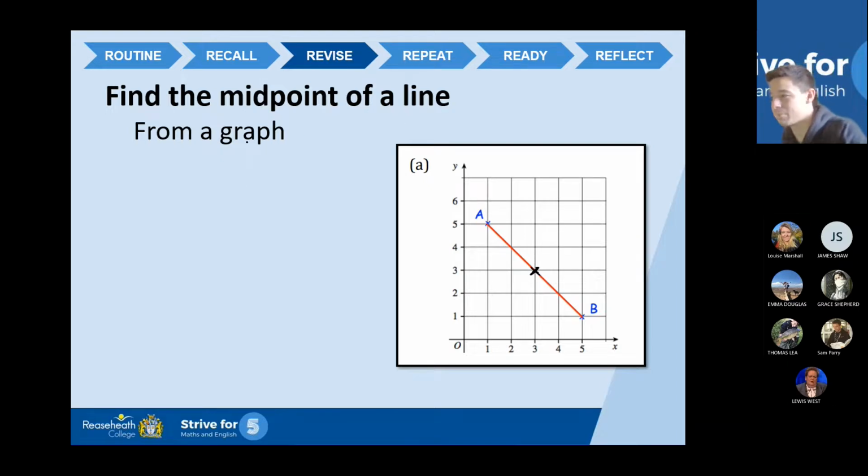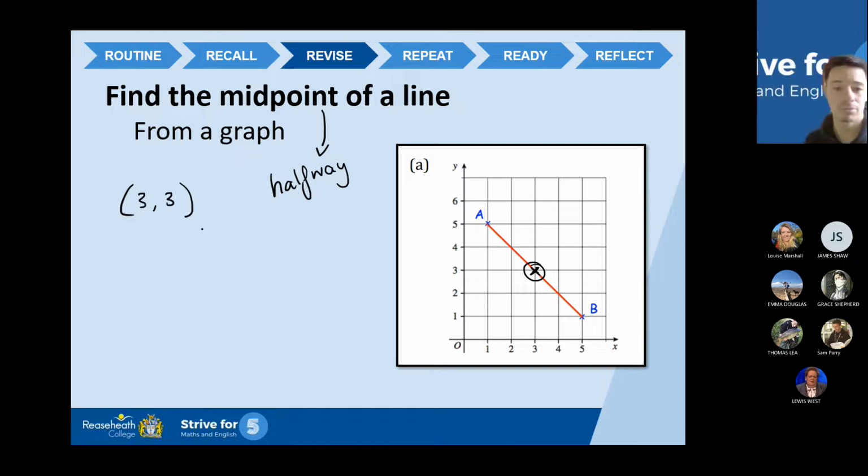Now, midpoint, let me just make sure we understand what midpoint means. It means halfway. So essentially, we want to cut that line perfectly in half. So I can see at that point there, okay, it's been perfectly midpoint, perfectly halfway. So 3 across, 3 up. So the midpoint for that graph is 3, 3. Okay, nice. Happy with that.